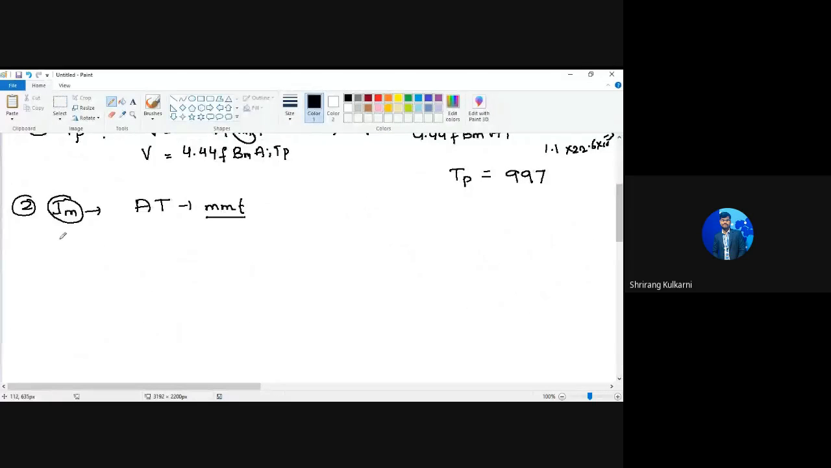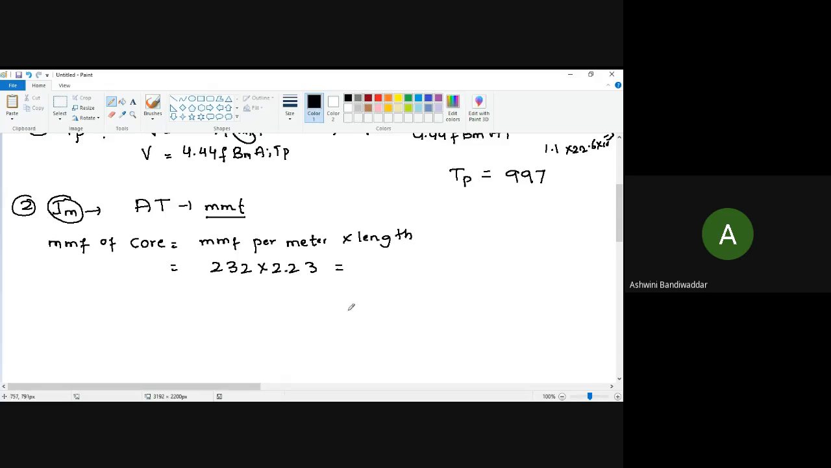What they have given is that total MMF is equal to MMF of core, we can say. MMF of core is equal to MMF per meter into length. MMF per meter is 232 into length is 2.23. How much you will get? 517.36 ampere turns. MMF of core is given.